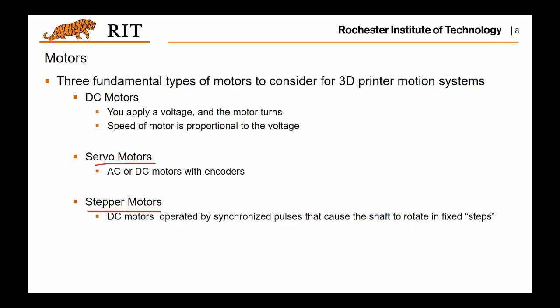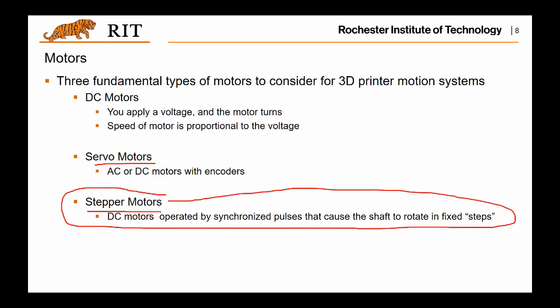The servo motor has an encoder, and that will control its motion. On the other hand, the step motor takes synchronized pulse signals. Basically, each step signal sent will cause a motion of the motor. So in 3D printing systems, the most used one is the stepper motor.